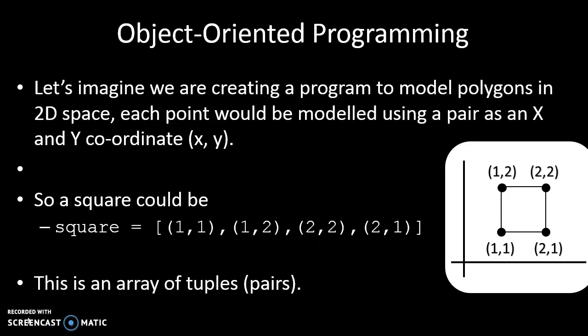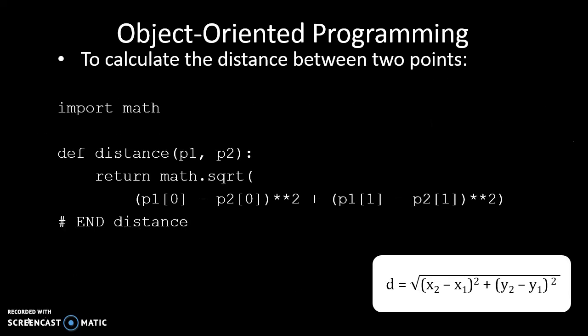Let's say, for example, we wanted to create a program to model shapes, polygons, in a Cartesian space, and each point is modeled as a pair of x and y coordinates. So the square over there on the right is 1, 1, 2, 1, 2, 2, and 1, 2. So we could use an array of pairs, and it has 4 pairs, which are tuples, which represent the coordinates in 2D space.